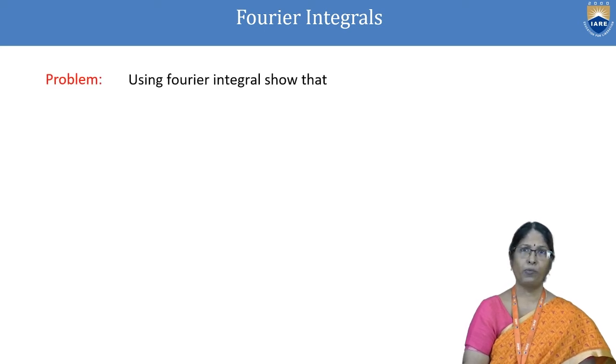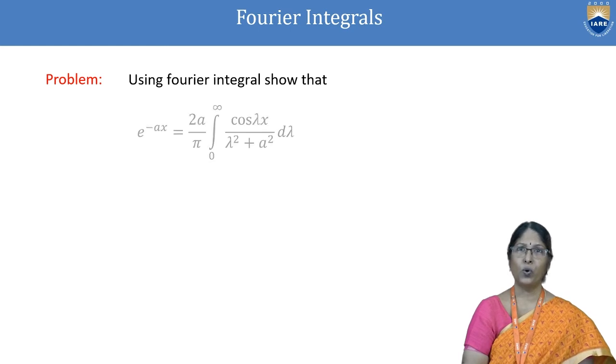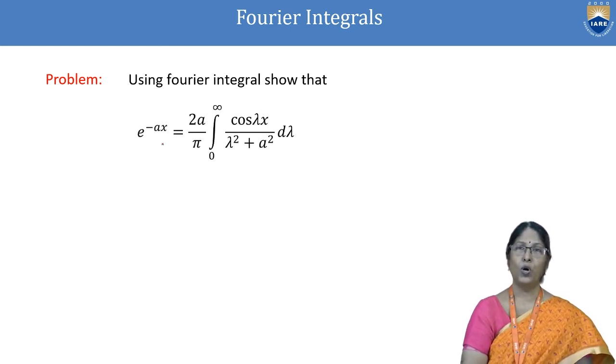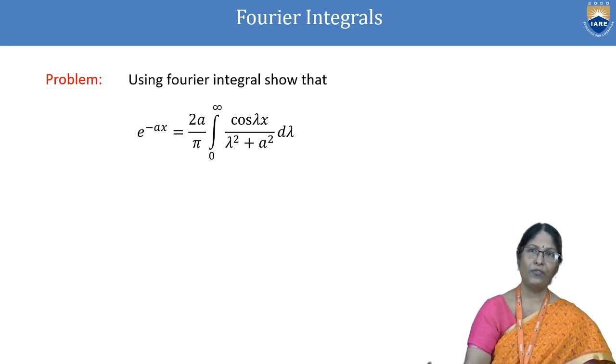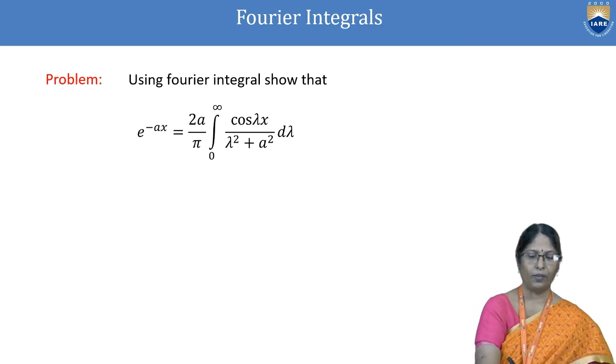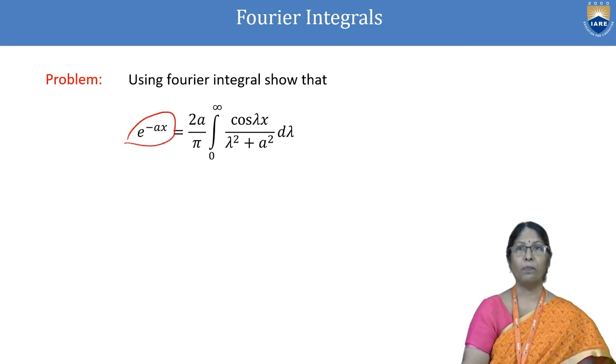The next problem we will concentrate on. Using Fourier integral, show that e power minus ax equals 2a by pi integral 0 to infinity cos lambda x by lambda square plus a square d lambda. Here the function is e power minus ax.